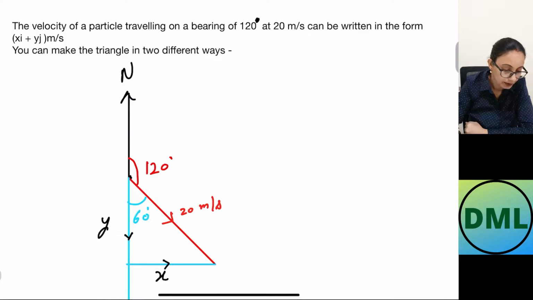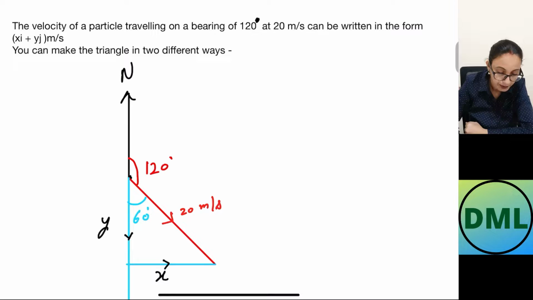Now, the velocity of a particle travelling on a bearing of 120 degrees at 20 meters per second can be written in the form xi plus yj meters per second. So you are travelling, this is your north, and you are travelling at a bearing of 120 degrees. That means you are moving in this direction with the velocity of 20 meters per second, and I have to write this in the form xi plus yj. There are two ways you can draw the triangle. This is the first way I have drawn the triangle here.